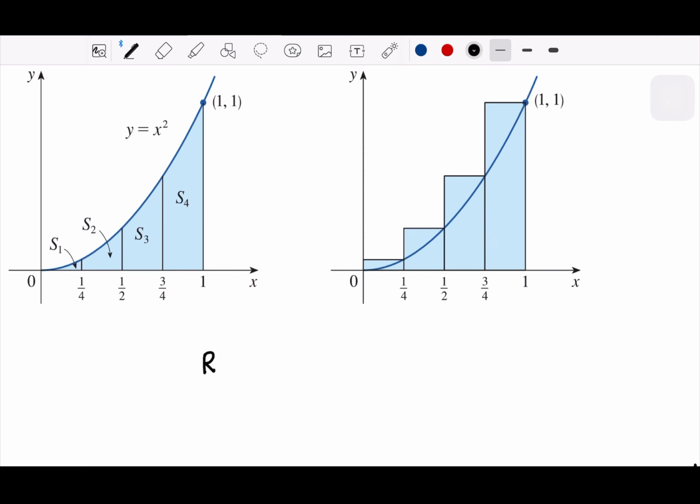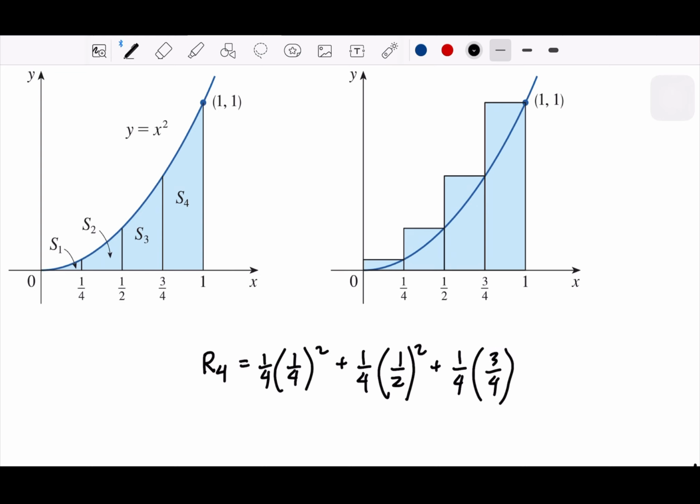Let me write R4 as the total area of the rectangles. R is from right. Let me explain later why we call that. So 1/4 multiplied with 1/4 squared, okay, the first one, and then the second one, 1/4 and then 1/2 squared, plus 1/4 times 3/4 squared, and then plus 1/4 times 1 squared.